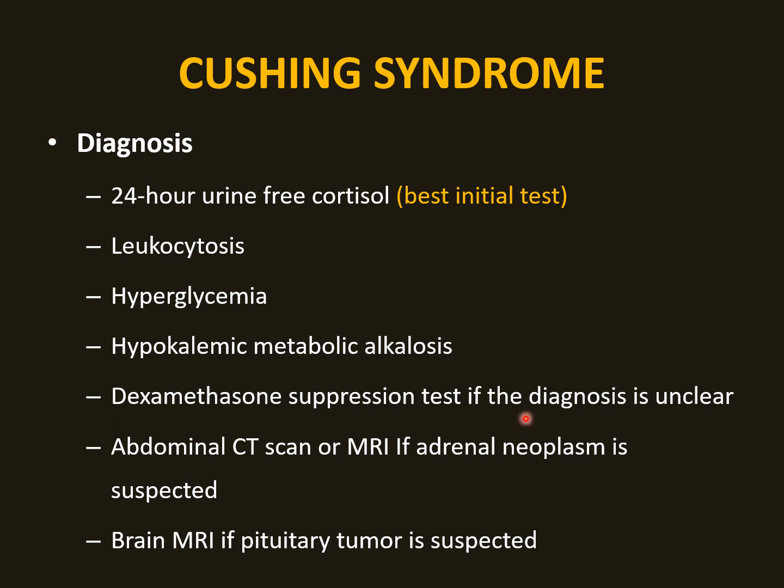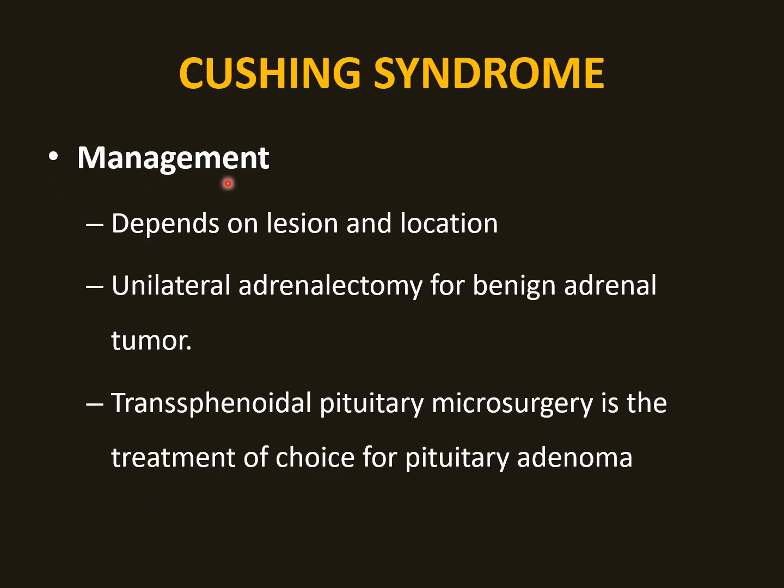Dexamethasone suppression test if the diagnosis is unclear. Abdominal CT or MRI if adrenal neoplasm is suspected. Brain MRI if pituitary tumor is suspected. Management of Cushing syndrome depends on the lesion and location. Unilateral adrenalectomy for benign adrenal tumor. Transsphenoidal pituitary microsurgery is the treatment of choice for pituitary adenoma.